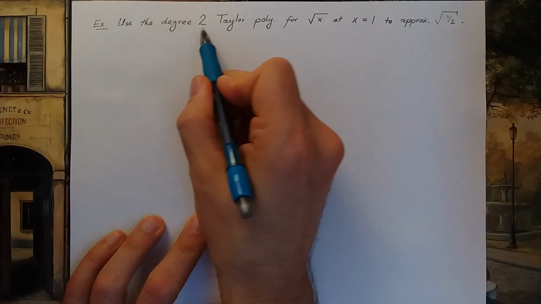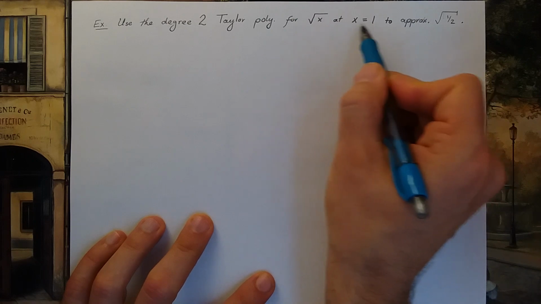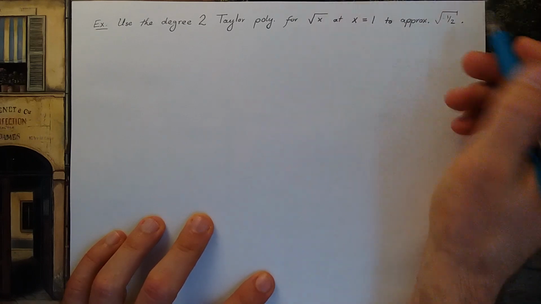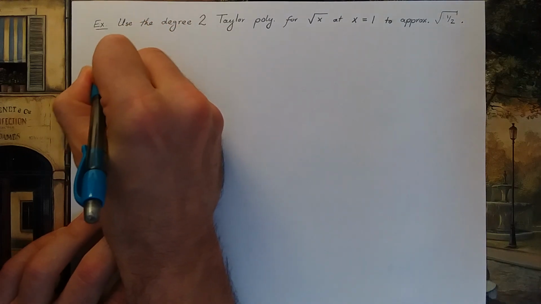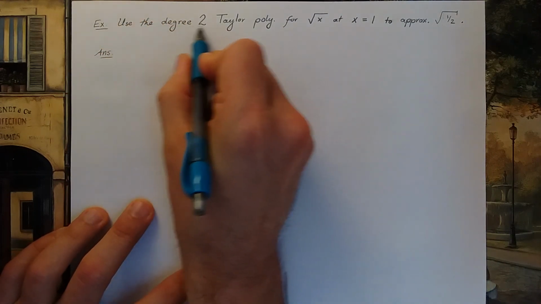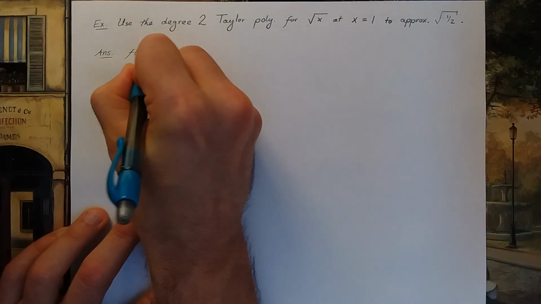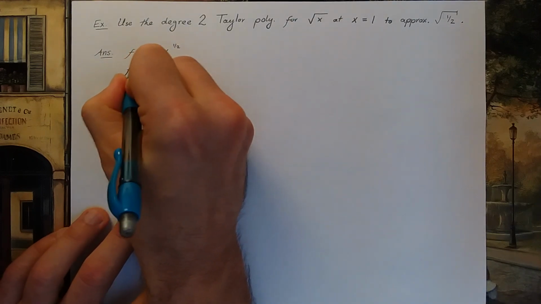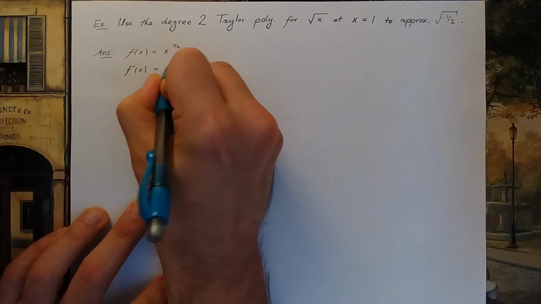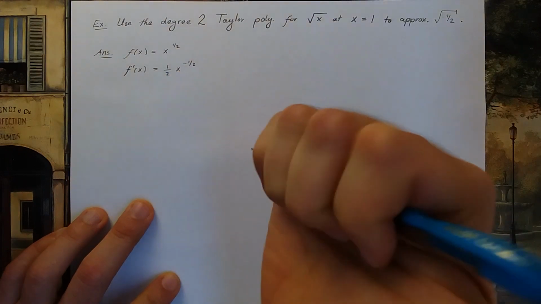Okay, let's use the degree 2 Taylor polynomial for the square root function centered at x equals 1 to approximate the square root of 1/2. So I first need to find the degree 2 Taylor polynomial, and we get that by taking derivatives. So my function is x to the 1/2 power. The derivative is 1/2 x to the negative 1/2 power.